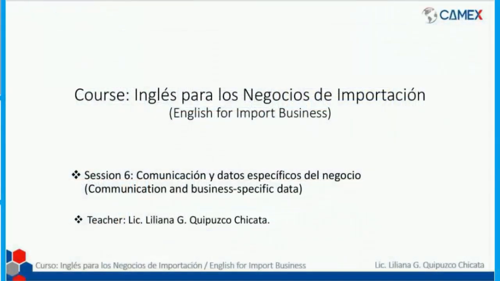de inglés para negocios de importación. El día de hoy nos toca la sesión 6, que es comunicación y datos específicos del negocio, o en inglés, Communication and Business Specific Data.